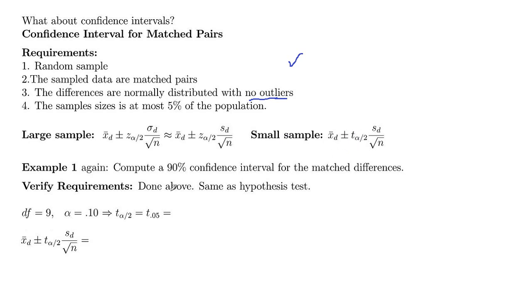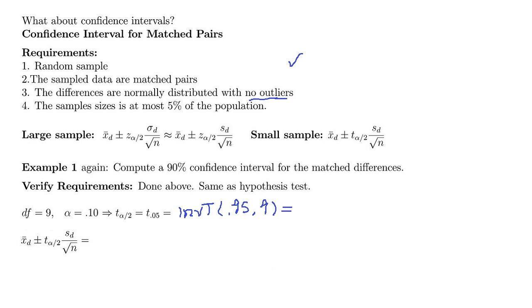So if we go back to our original data in example 1 again, let's compute a 90% confidence interval. The requirement verifications were the same. They were done above. Degrees of freedom are 9. Alpha is 0.10, so that means our t alpha over 2 is actually t.05. So that's going to be inverse t, and then the left area: if 0.05 is to the right, then that means 0.95 to the left. Degrees of freedom are 9.